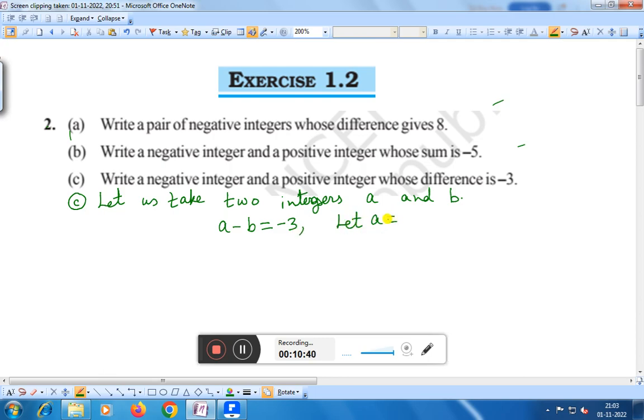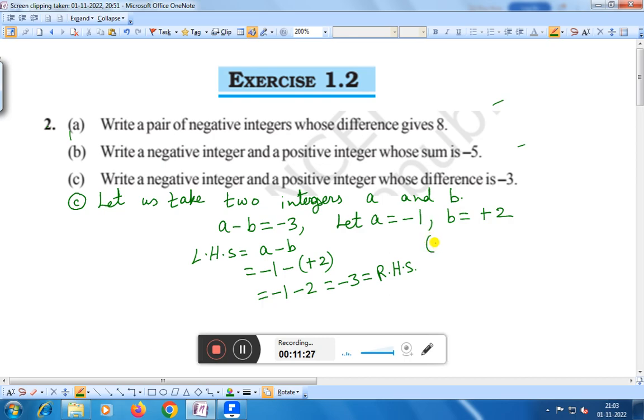Let us take a is equal to minus 1, a negative integer, and b is equal to plus 2, a positive integer. Now we will find the difference a minus b, that is the left hand side. The value of a is minus 1 minus the value of b, plus 2. Therefore, minus 1 minus into plus is minus 2, that gives us minus 3, which is equal to the right hand side.